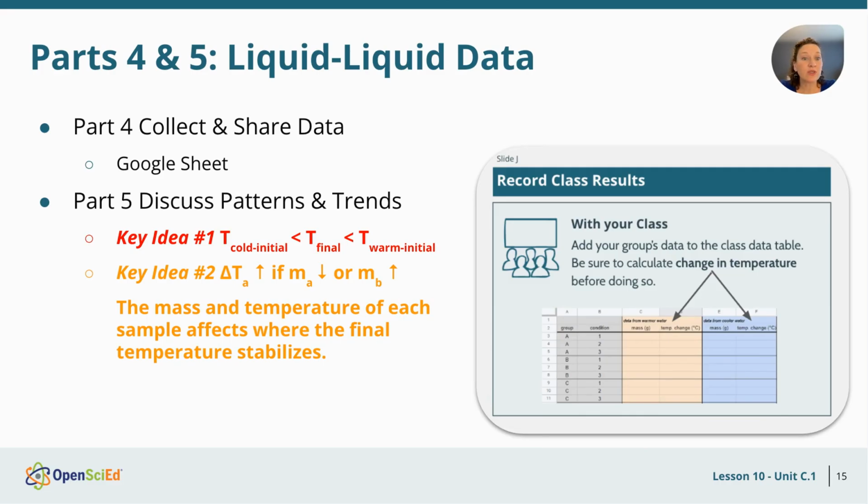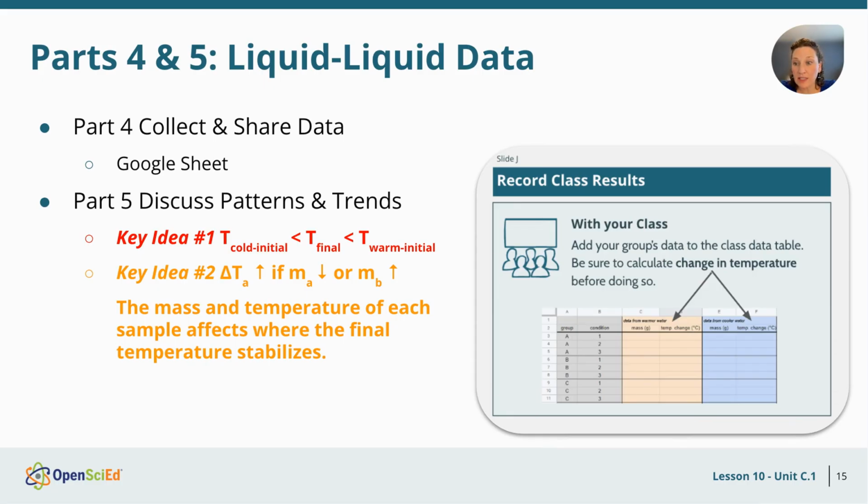So for the key moments in parts 5 through 7, actually we have to look back to part 4 to start. The students collect the data from their lab setup and record the data in their class Google Sheet. Then in part 5, you'll lead the building understandings discussion to guide the students to examine the data and look for patterns and trends. And this is where you'll be making your key ideas chart. So for key idea 1, you'll add that the temperature of cold initial is less than the temperature final is less than the temperature of the warm initial.